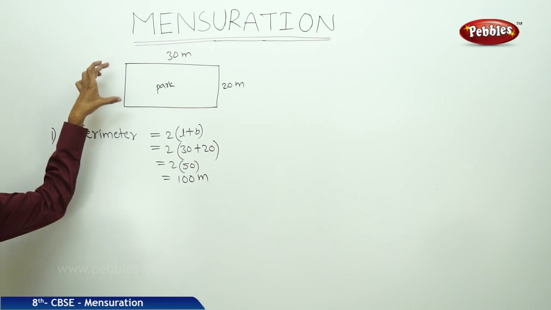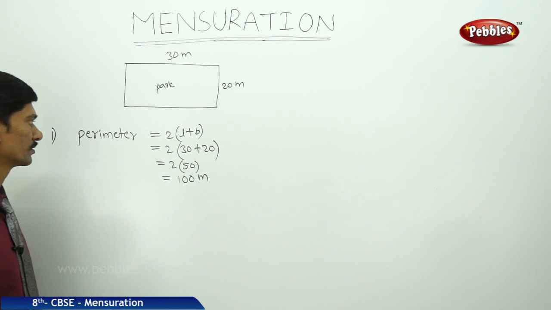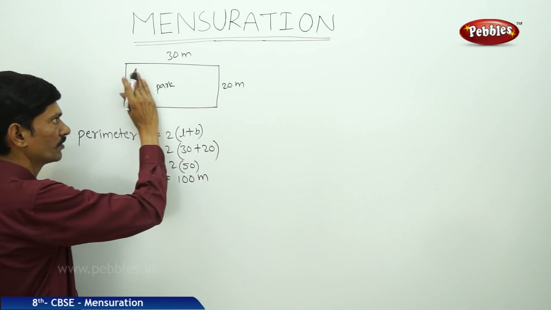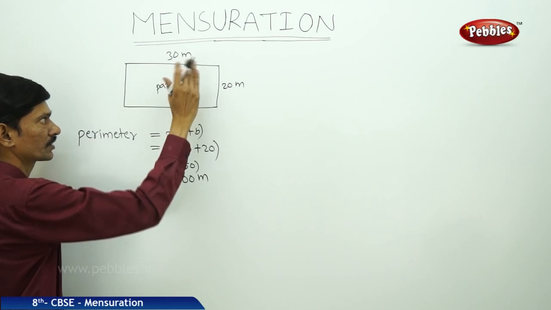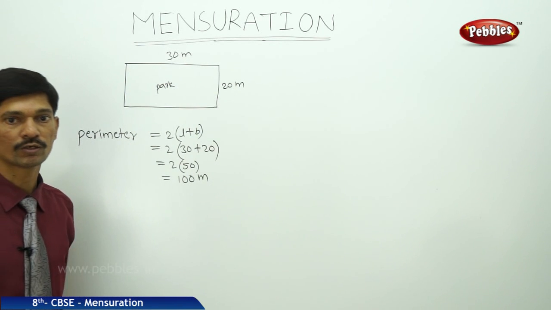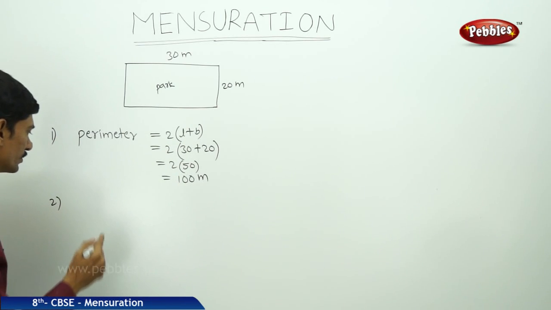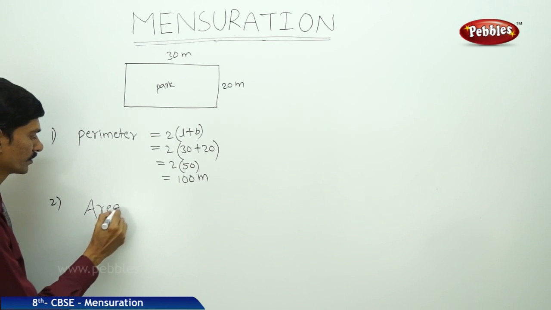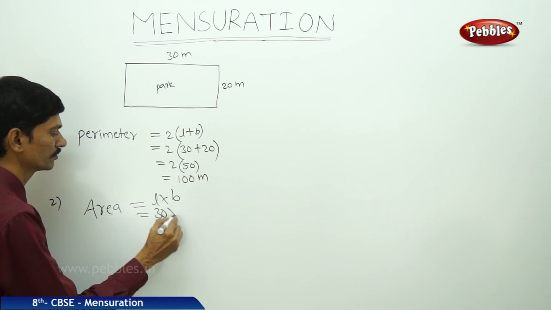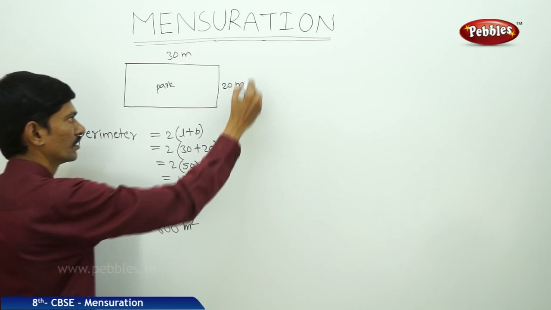So to find the total length of the fence of this rectangular park, we need to find its perimeter, that is 100 meters. Now, if you want to find the amount of land covered by this rectangular park, means how much land is occupied by this park, then you have to find its area. So area of this park equals length into breadth, which equals 30 into 20, which equals 600 square meters.